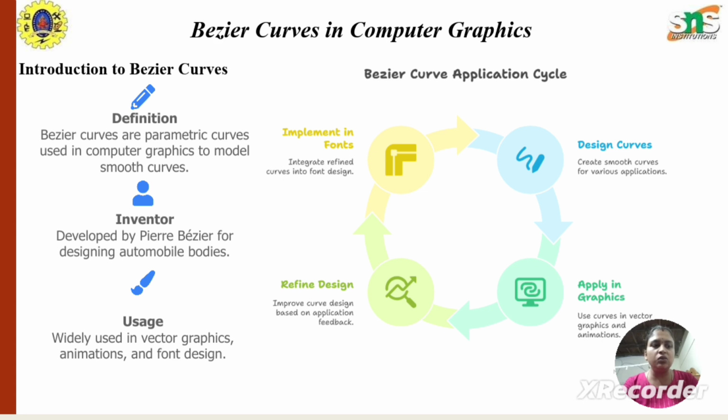So next, usage. It is widely used in vector graphics, animations and font design. In vector graphics, it can be found in Adobe Illustrator, CorelDRAW, Inkscape, etc. In animation, it is used to define motion paths or shape morphing. In fonts, PostScript and TrueType fonts use Bezier curves to describe their glyphs.